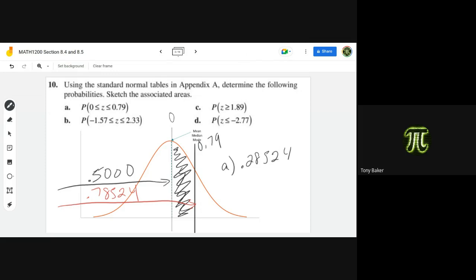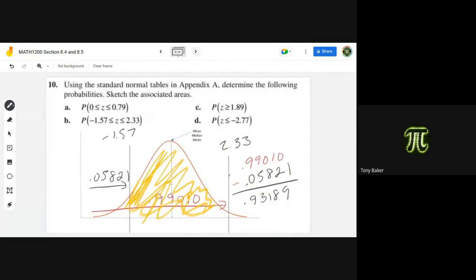All right. So what did we get? 0.408. I think you missed a 0. Oh, okay. It's 0.05821. Oh, yeah, that's what I did. The only reason I know that is when I typed it in my calculator, I forgot to type the 0, and that's the number I got. So you should have gotten 0.93189.